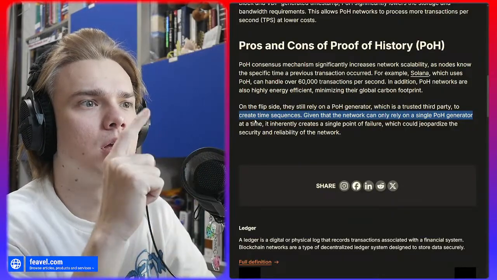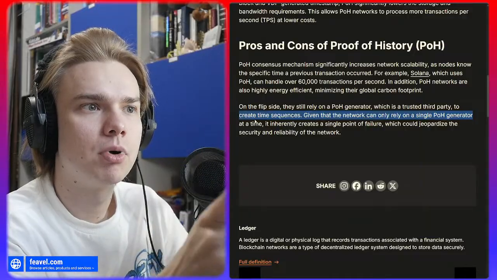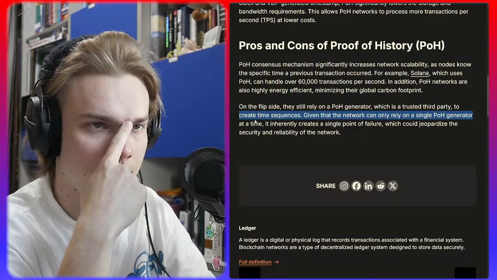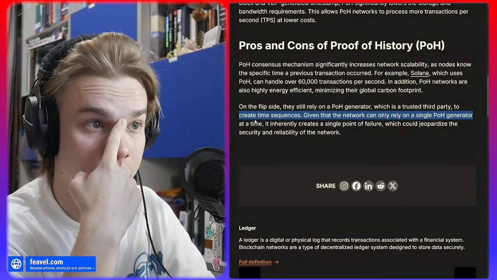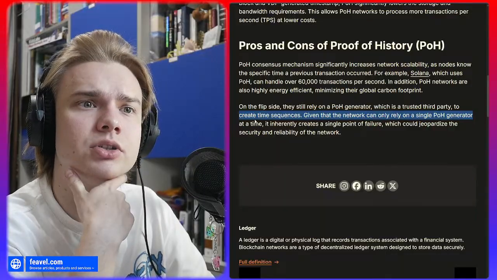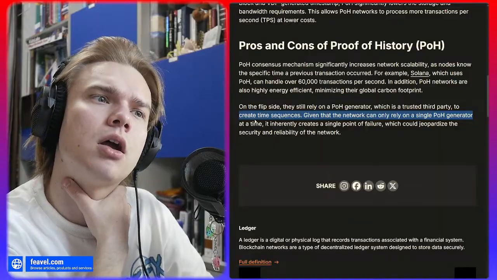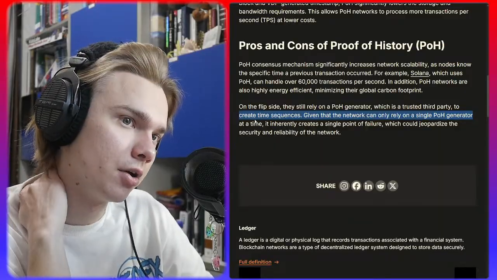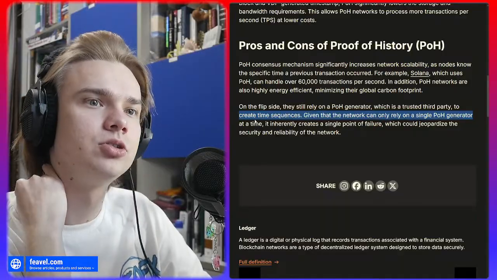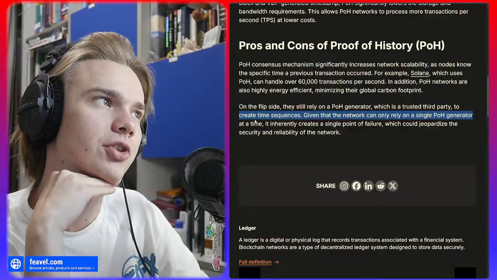Wait, what? Which is a trusted third party to create time sequences. Given that the network can only rely on a single PoH generator at a time, it inherently creates a single point of failure, which could jeopardize the security and reliability of the network.